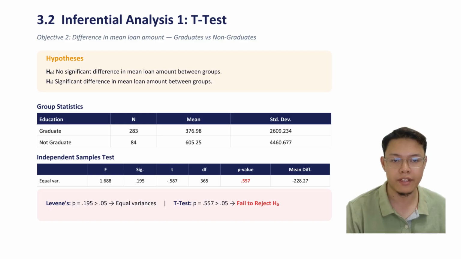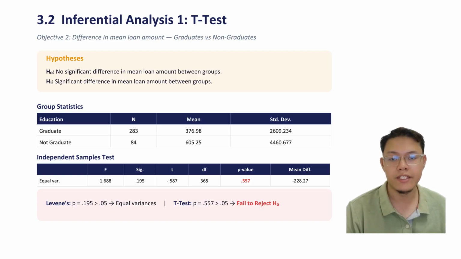a significant difference. Looking at the group statistics, graduates requested a mean loan amount of 376.98, while non-graduates requested a higher mean of 605.25. However, notice the very large standard deviation, 2,609 for graduates and 4,460 for non-graduates. This tells us that there is a lot of variability within each group.